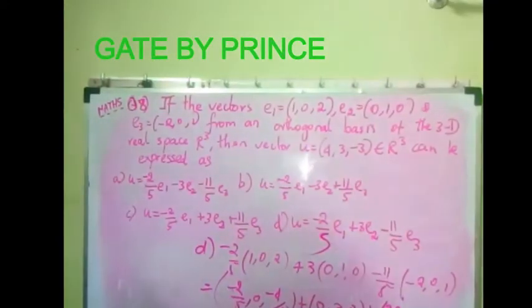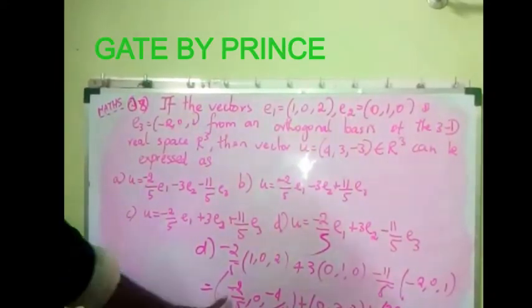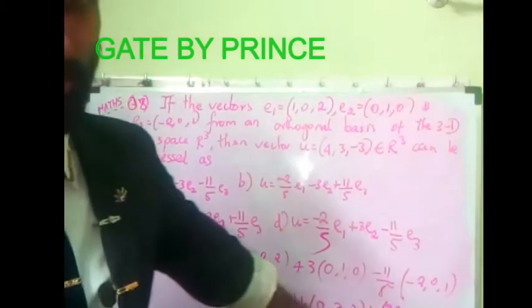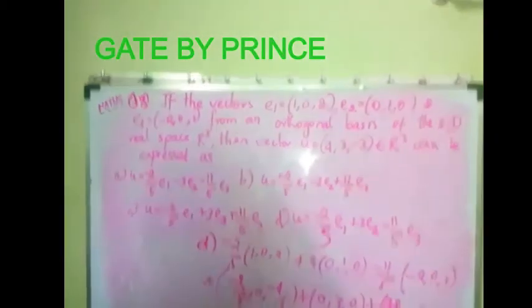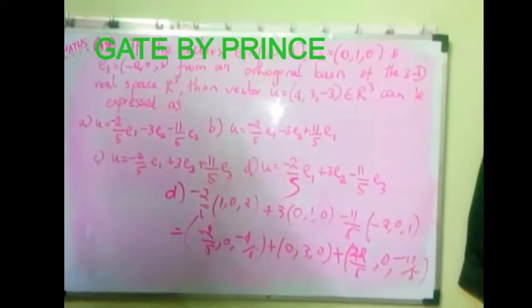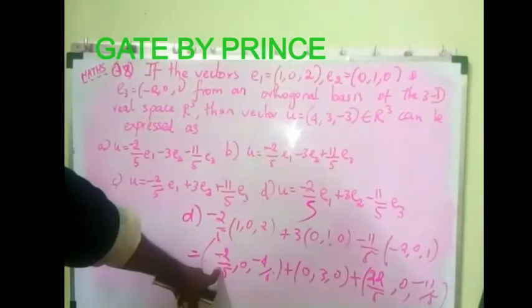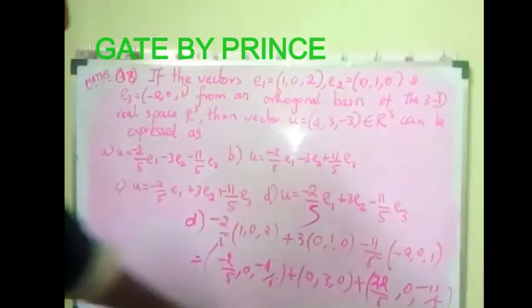Now what do we do? We have to add the corresponding elements. What does adding the corresponding elements mean? Add the first entry of this one, the first entry of this one, the first entry of this one. So shall we add the first entries? Listen properly. We shall add the first entry. What are the first entries? Minus 2 by 5, 0, 22 by 5. Can we add?